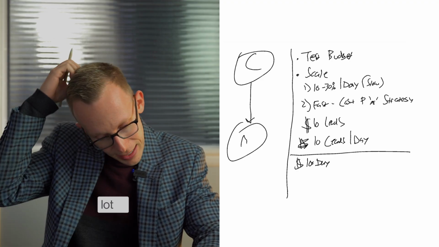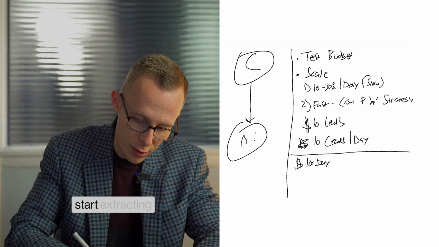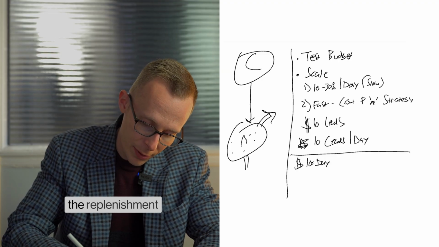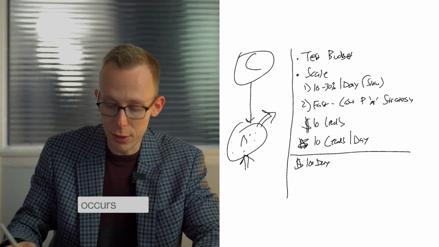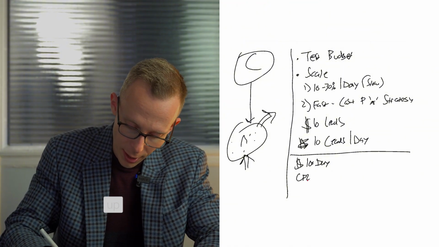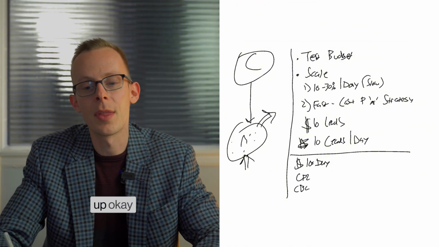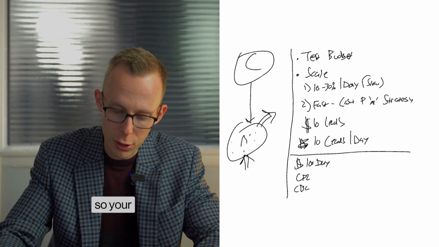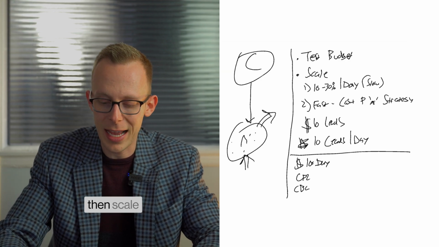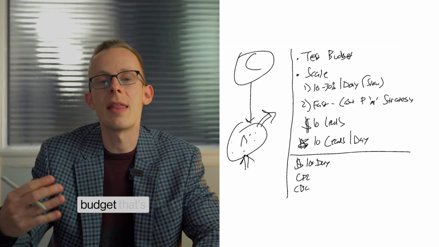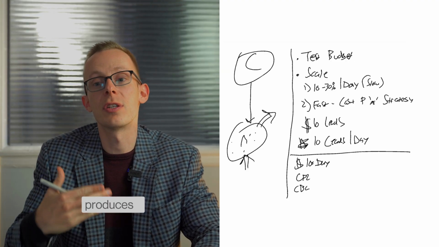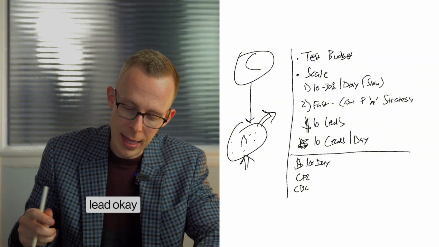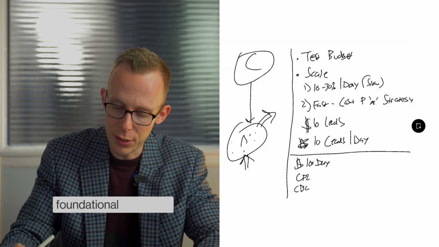Now, here's what happens in a lot of cases, like I mentioned, is that you'll start extracting people too fast comparatively to the replenishment rate. And when that occurs, again, you will notice your cost per lead shoot up, cost per call shoot up, okay? And that's typically a result of having reached the ceiling. So your goal is to get a test budget and then scale it and then find the budget that's the highest but still produces a favorable outcome in terms of the cost per call and cost per lead, okay? And then once you find that, then you have a foundational campaign.